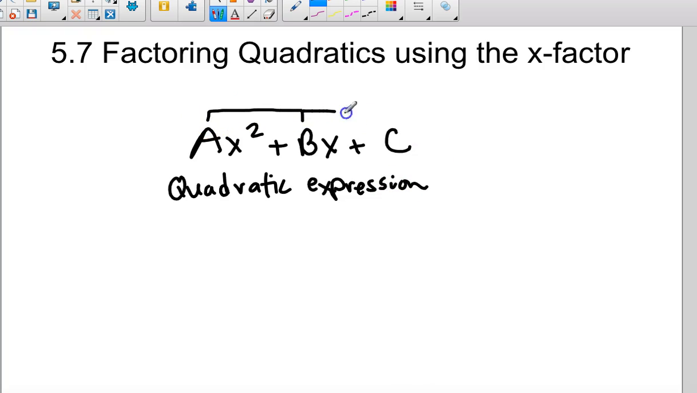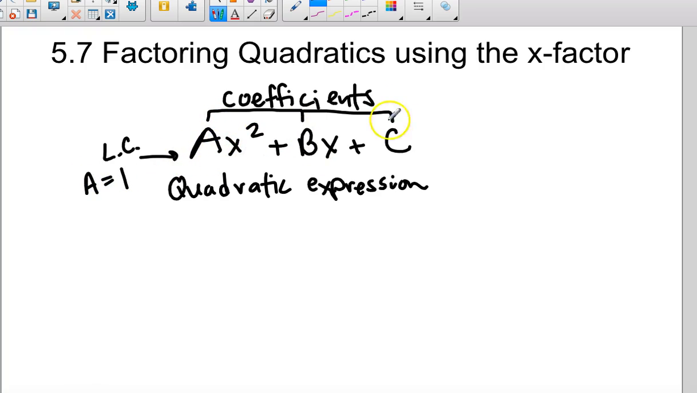So a, b, and c, those 3 numbers that are in front of the variables or all by themselves, we call these coefficients. All right, so today and after spring break, remember the a right here, it's the front of the pack. This is the leading coefficient, or I could call it the LC. We're going to be dealing with a leading coefficient where a is just 1. The rest, b and c, can be any number. But our goal is to factor.